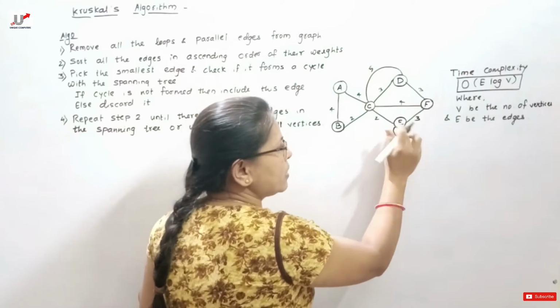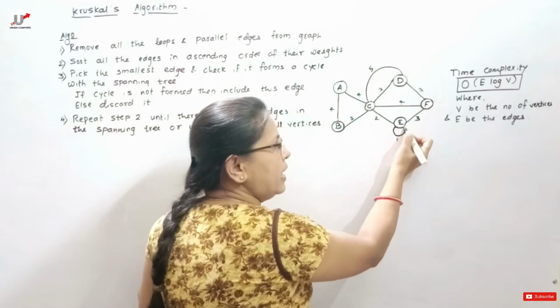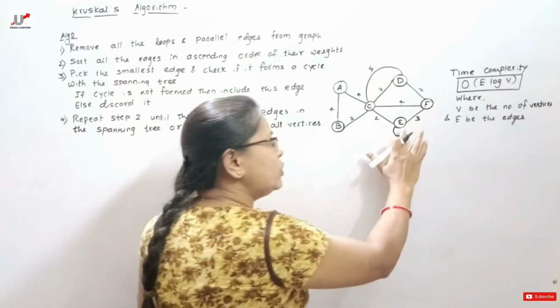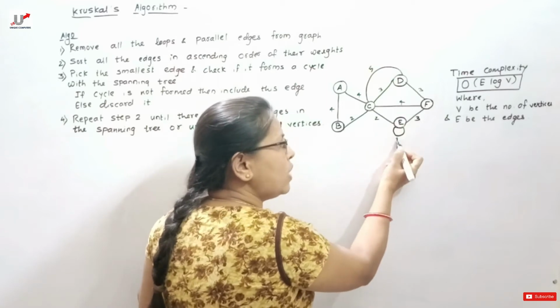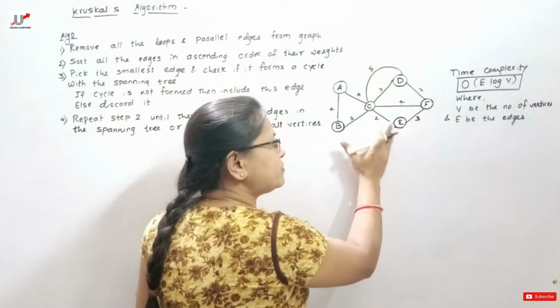Loop means an edge which begins and ends at the same vertex is called a loop. So we have to remove this loop even though it has a minimum edge weight. We have to remove the loop.